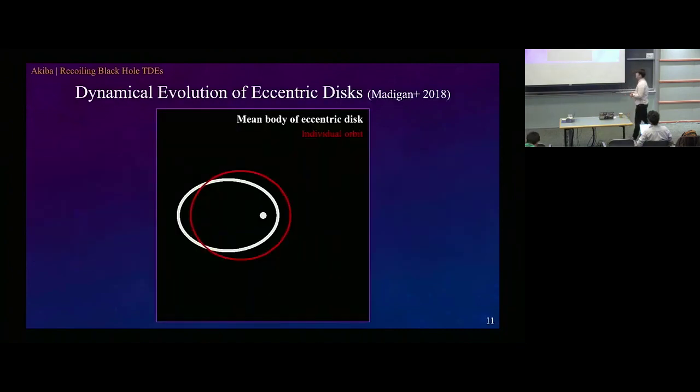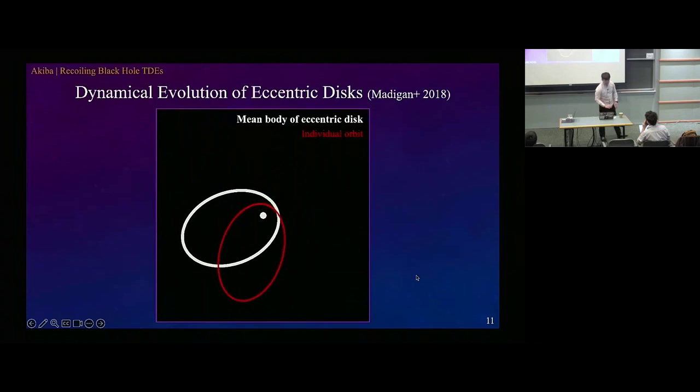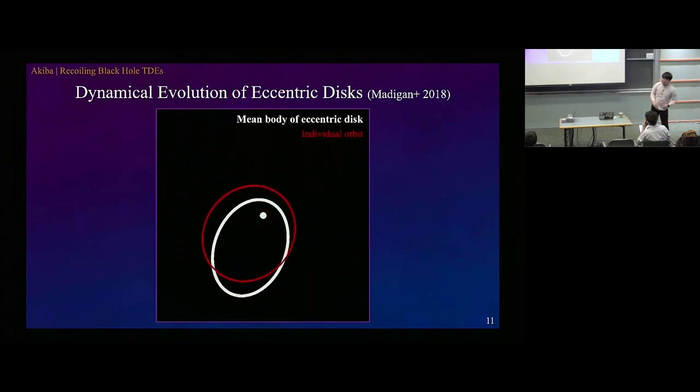Okay, so why are tidal disruption event rates so high in eccentric disks? That's related to how the eccentric orbits in an eccentric disk evolve together. In this animation, I'm schematically illustrating an individual orbit within the eccentric disk in red, and the average body of the eccentric disk in the thicker white line. We are going to see how this evolves dynamically together. I'm going to let the movie play once through, and then I'm going to explain what's going on in terms of the dynamics there.